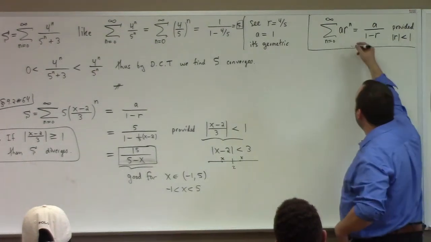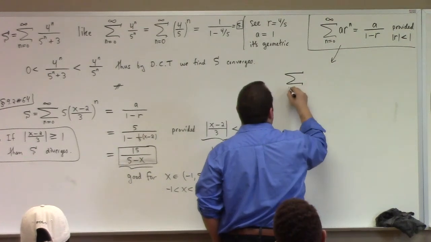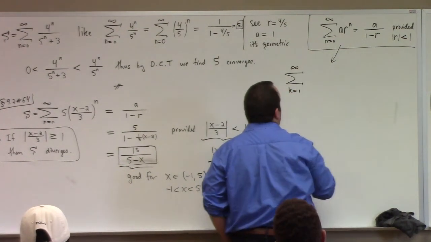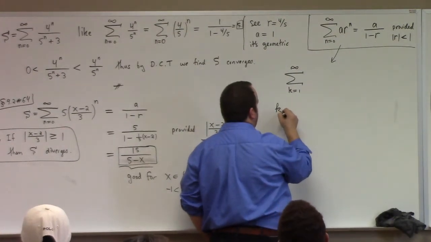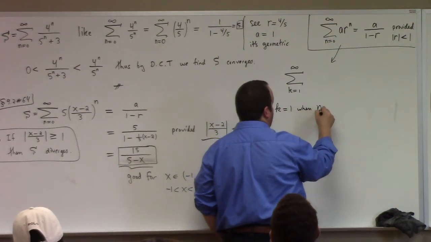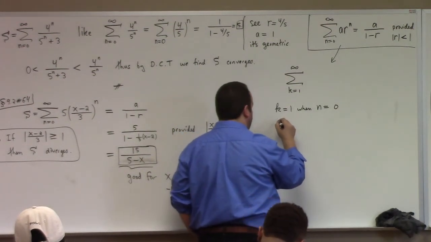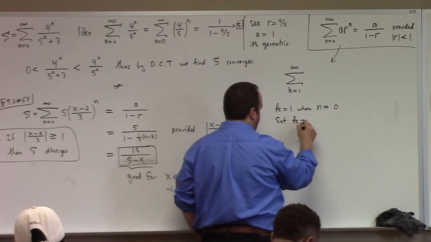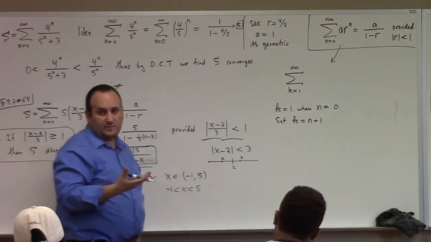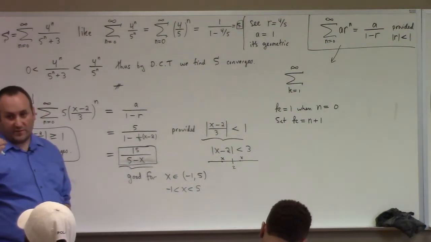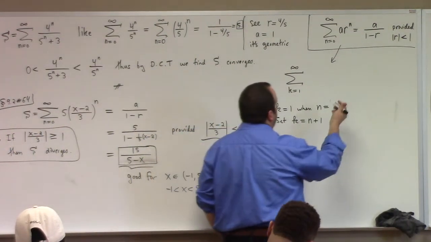So if this is true, what happens if we reindex that, say, sum k equals 1 to infinity? I make a substitution. I want k to be equal to 1 when n is equal to 0. What's my k going to be then? How about k equals n plus 1? Does that make sense? K equals n plus 1 resets the lower bound from 0 to 1. And then I just substitute. Infinity is still infinity. A is still a.